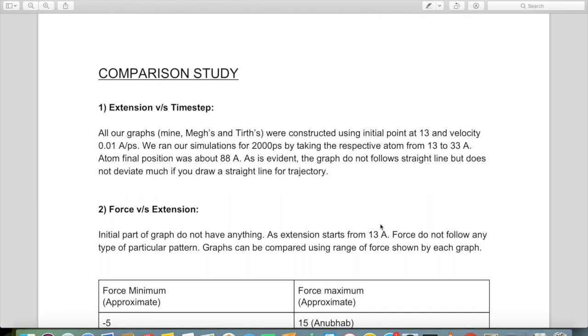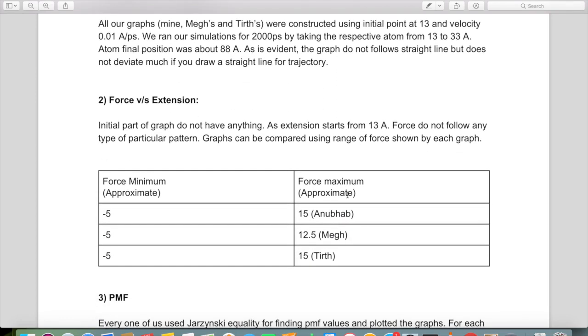Extension versus time step. All our graphs, mine, Meg's and Tirth's, were constructed using an initial point at 13 and a velocity of 0.01 angstrom per picosecond. We ran our simulations for 200 picoseconds by taking the respective atom from 13 to 33 angstrom. The atom's final position was about 88 angstrom. As is evident, the graph does not follow a straight line but does not deviate much if you draw a straight line for the trajectory.